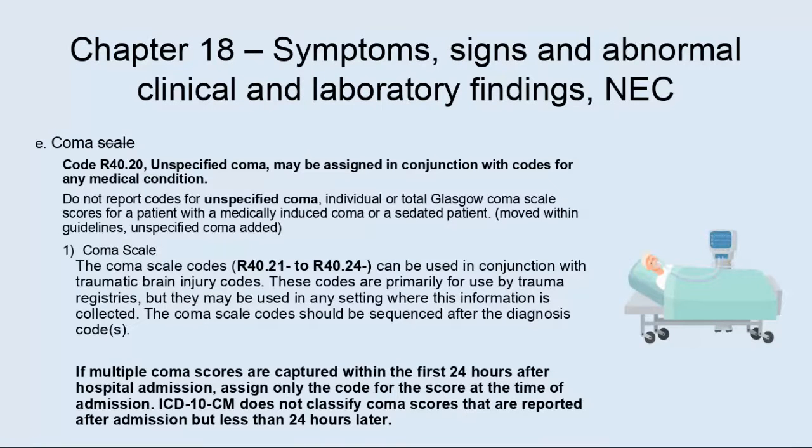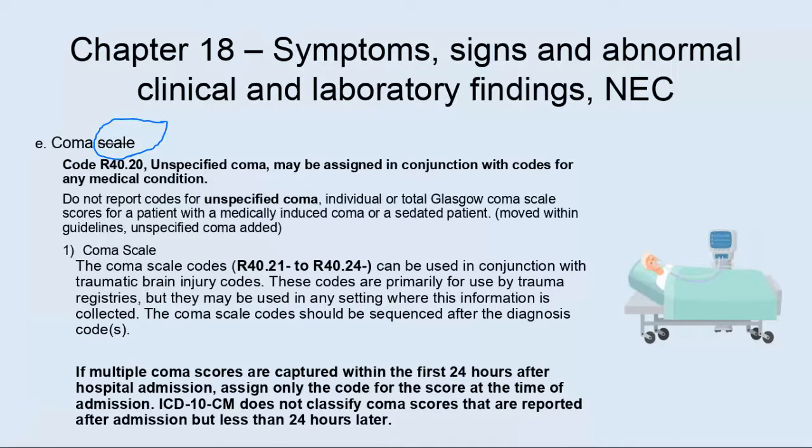Okay, so changes were also made to the coma guidelines in the symptoms and signs chapters. First, in the guidelines, the word scale was deleted, so it just says coma. The real issue here is that last year, the wording "the coma scale codes can be used in conjunction with traumatic brain injury codes" was added.